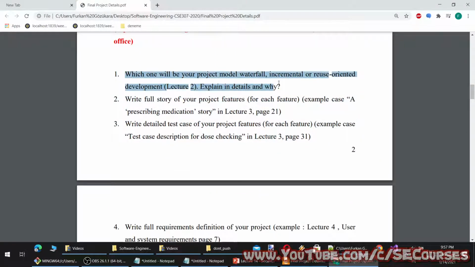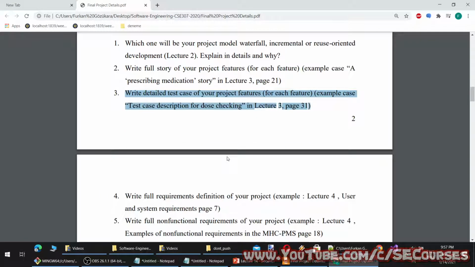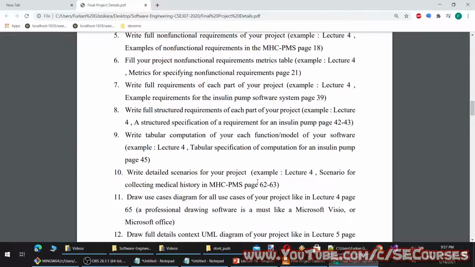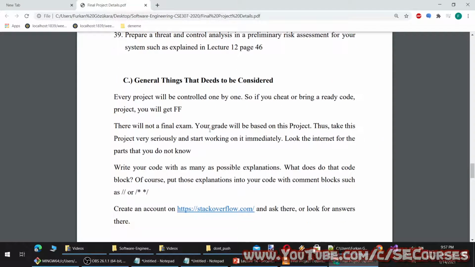1. Which one will be your project model? Waterfall, incremental or reuse-oriented development? Lecture 2. Explain in detail and why. 2. Write the full story of your project for each feature. Example case: a prescribing medication story in lecture 3, page 21. 3. Write a detailed test case of your project for each feature. Example case: test case description for dose checking in lecture 3, page 31. Okay, it continues. You can read them.